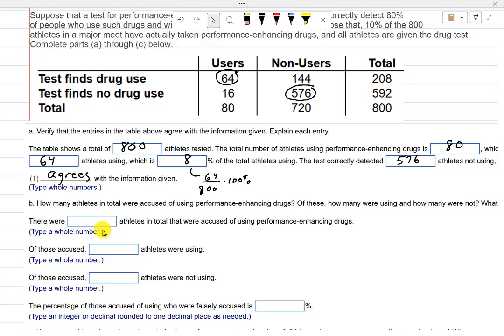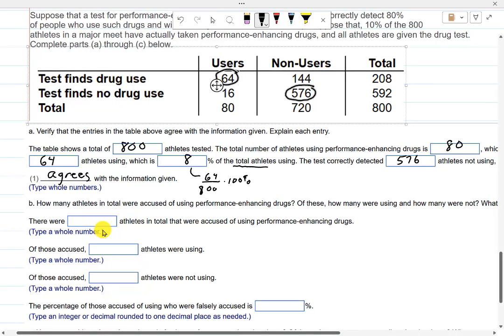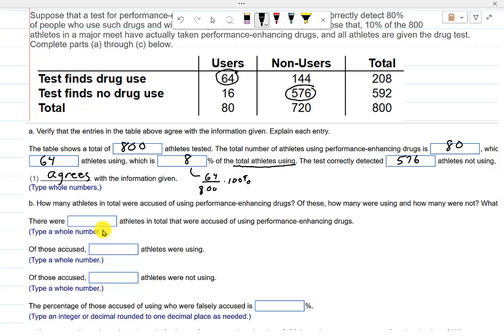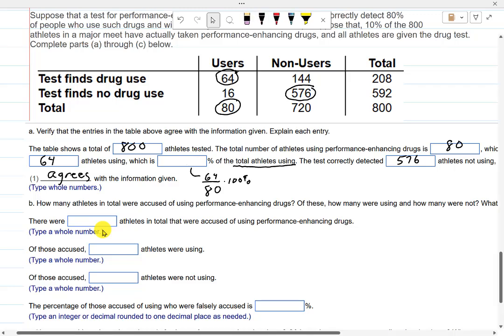There's a mistake here. Total athletes using. So that should have been 64 out of only 80. Let me change this to 80. Which, if we divide that by 8, we get 8 out of 10, so 80% here. So yeah, that certainly looks like it agrees, as I said. Now let's move on to the next.